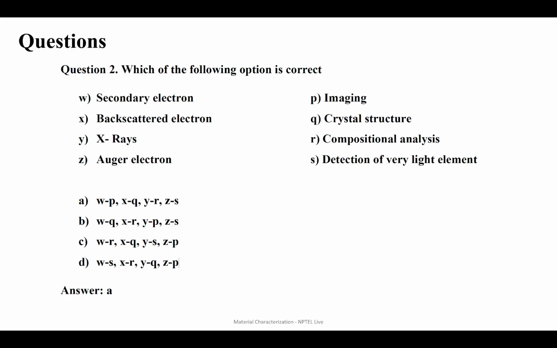So the secondary electrons are used for imaging. Backscattered electrons are used for getting the crystal structure. X-rays are used for compositional analysis. And Auger electrons are used for detection of very light elements.